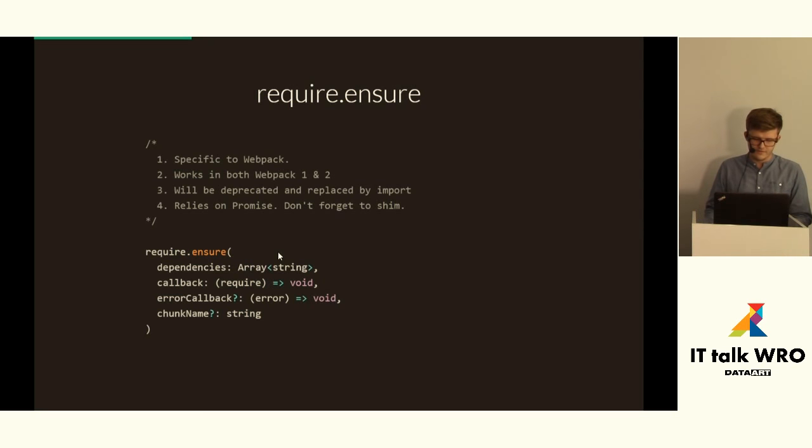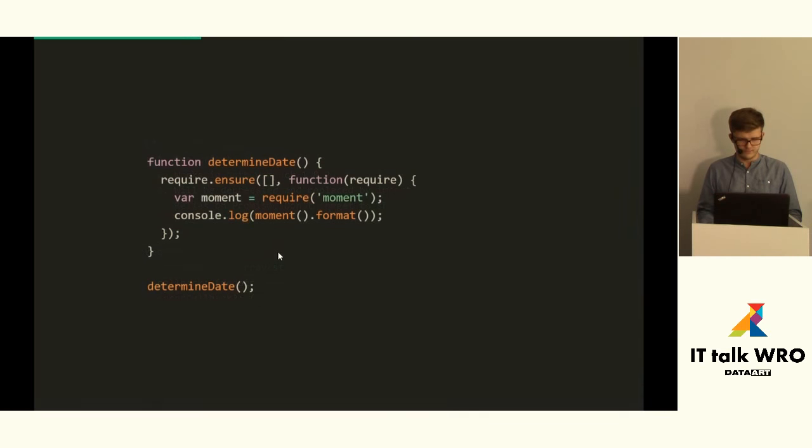So the function is just with 4 arguments, and 2 of them are optional. The first is a list of dependencies that will be downloaded, but not invoked, I would say. And the second is a callback, when all dependencies will be downloaded. The third is the error callback. For example, if you're in a tunnel at some point and the internet just stopped working, the error callback will be invoked. And the last one, but not least, is the chunk name. I will show you a little bit later.